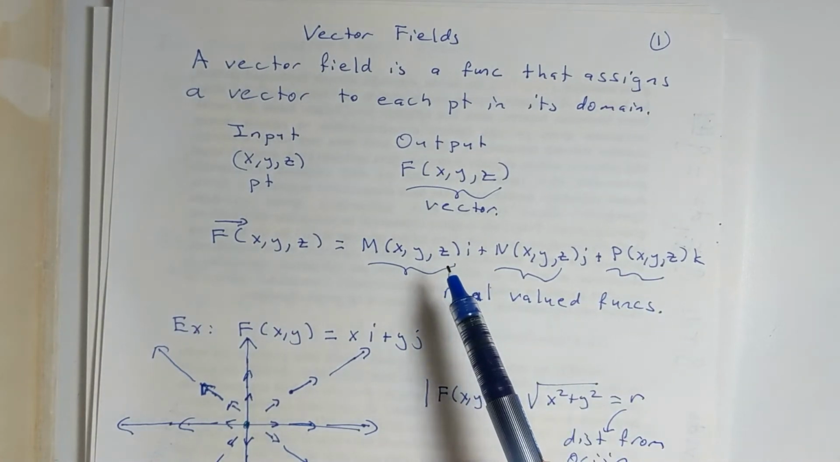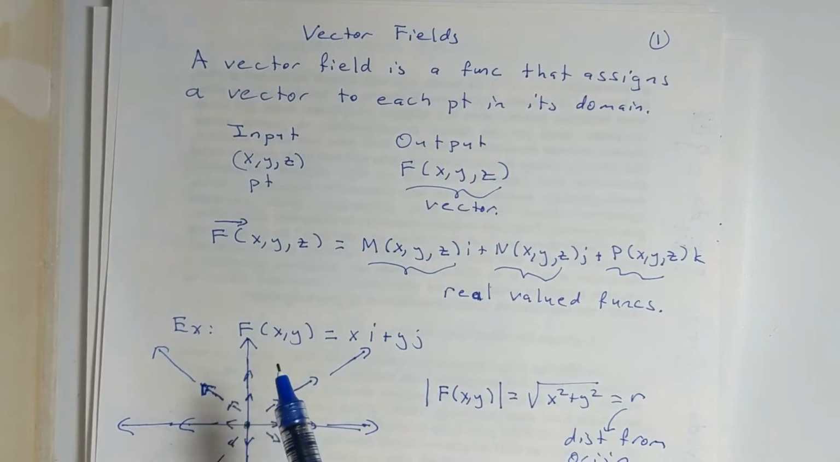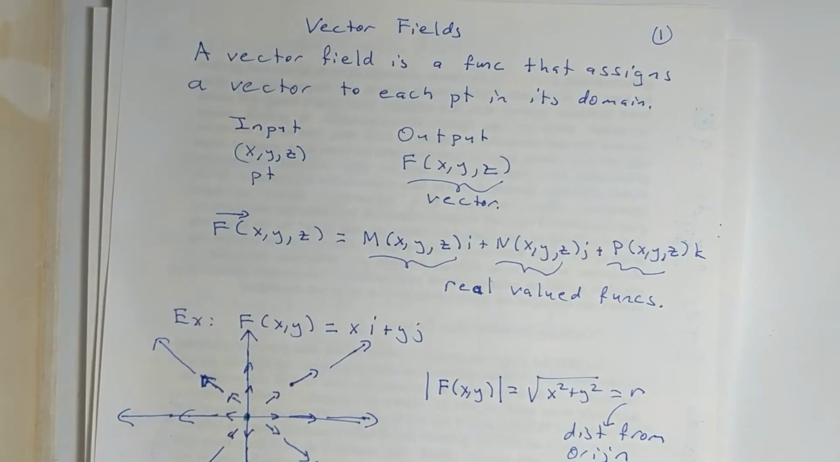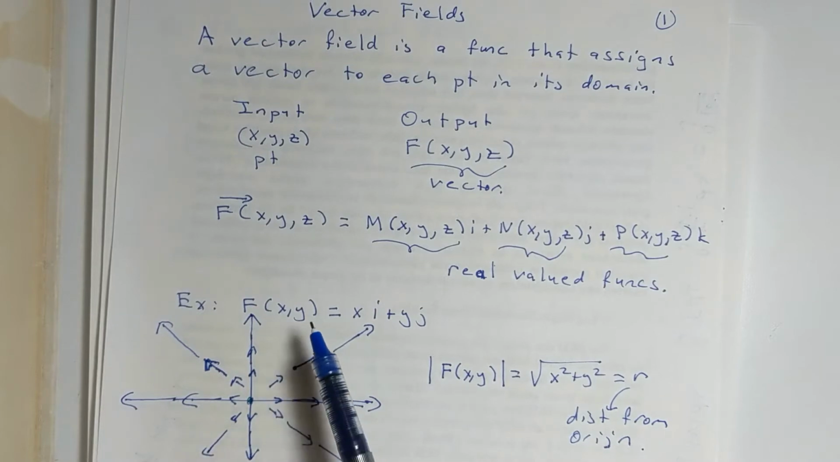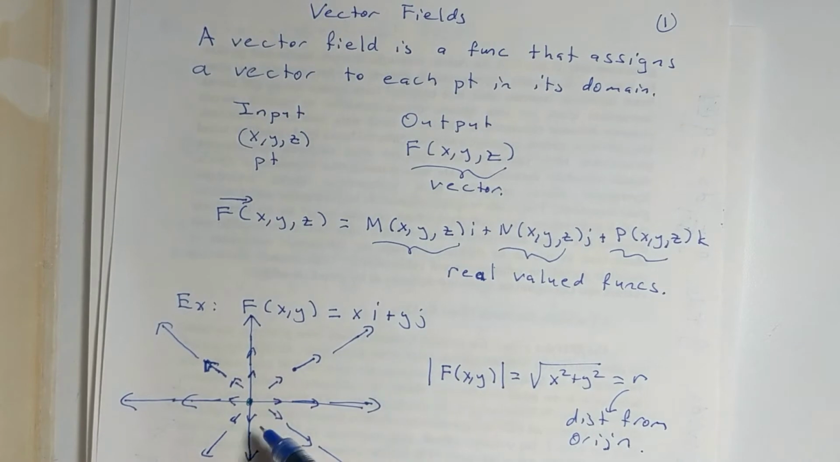As an example, here's a vector field in two dimensions. It takes its input as x, y, and as an output it gives x i plus y j. For example, if I put in 1, 1, I would get the vector i plus j at the point 1, 1, so we would get this vector. If I put in the point 1, minus 1, I would get i minus j, so at the point 1, minus 1, I would get this vector here.